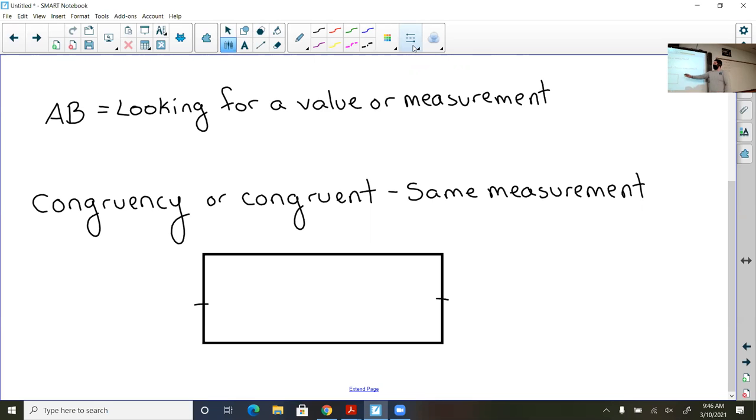Now I also know that the other sides are also congruent to each other. But if I went ahead and did a dash right here, that's now misleading because now I think that all three sides are congruent. And if all three sides are congruent, that means that all four sides must be congruent because opposite sides are congruent, which means I don't have this rectangle that I drew, I actually have a square. That's not what I want to represent.